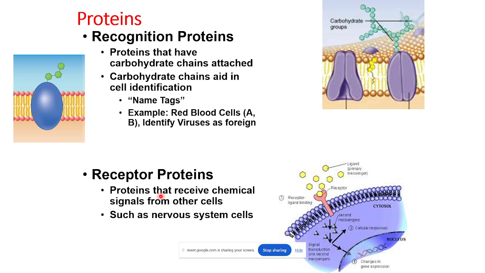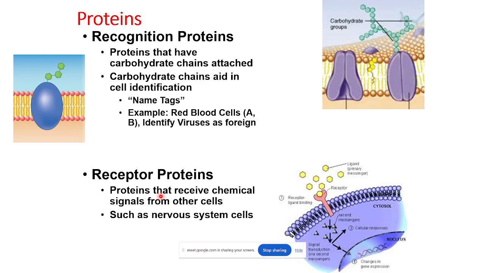Now, it is very important to know about the types and functions of membrane proteins. So, a very brief overview of the membrane proteins: you have the recognition proteins, that is, the proteins that have carbohydrate chains attached. Carbohydrate chains help in cell identification. These are the recognition tags, like the name tags which we have. For example, the RBC A, B, and the identification of viruses as foreign materials.